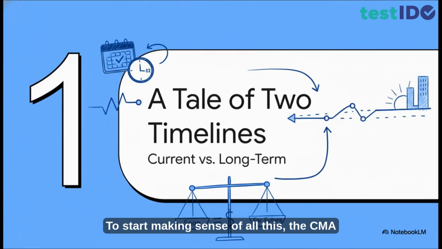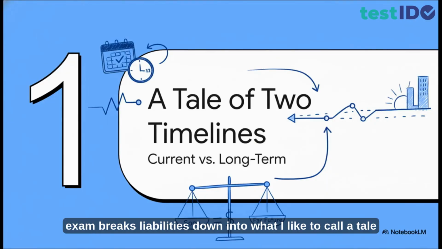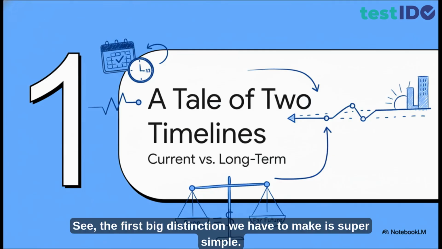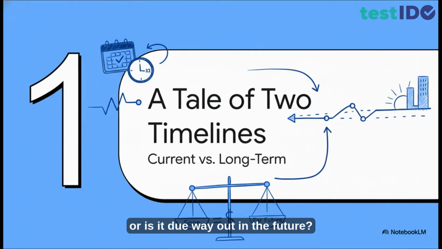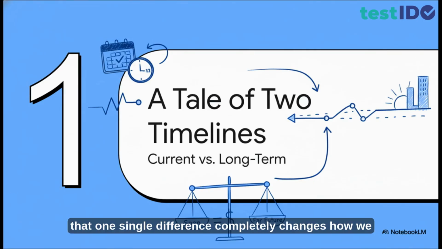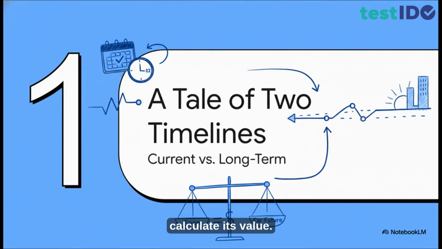To start making sense of all this, the CMA exam breaks liabilities down into what I like to call a tale of two timelines. The first big distinction we have to make is super simple. Is an obligation due soon, or is it due way out in the future? And believe it or not, that one single difference completely changes how we calculate its value.